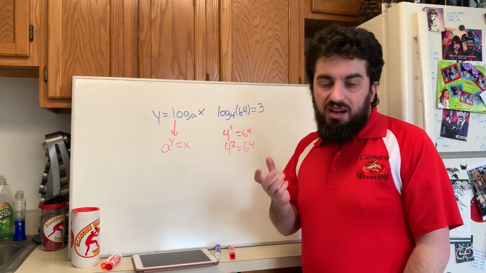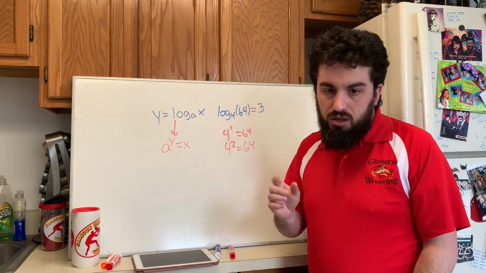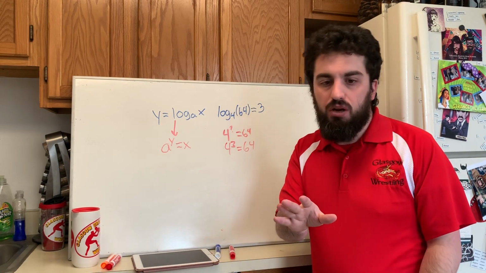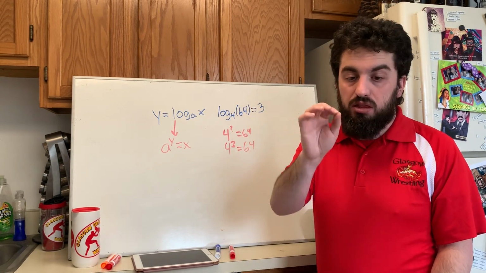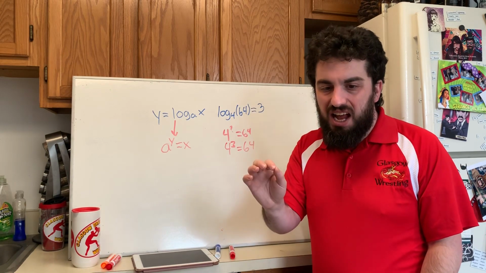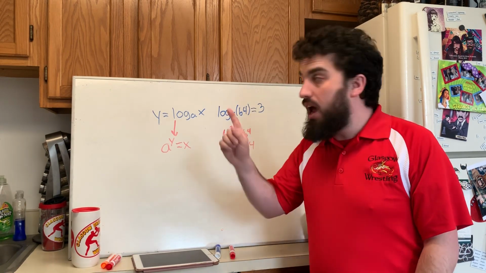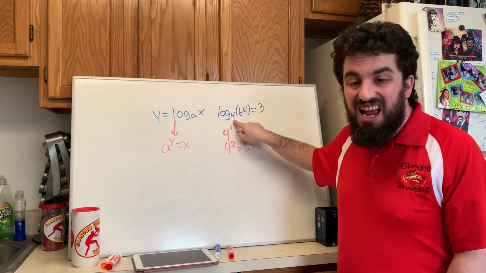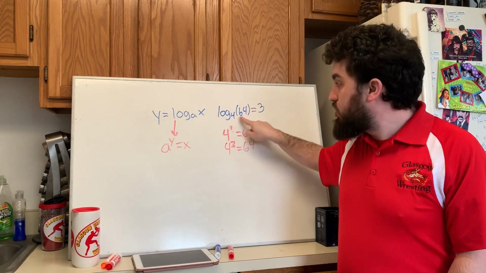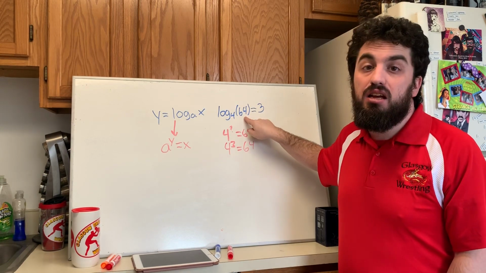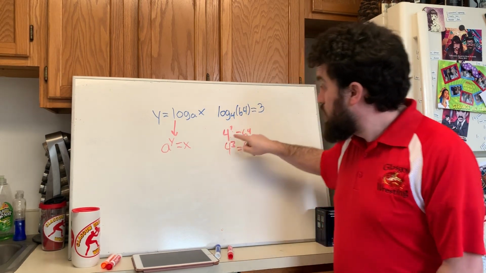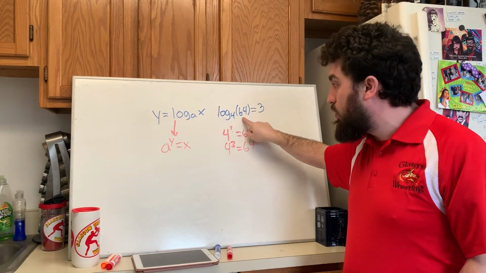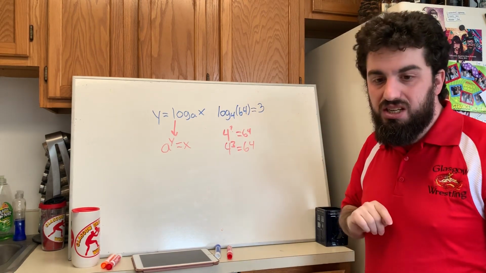So, when evaluating logarithms, remember the log is the inverse of an exponent. That means, again, log base a of x is the exponent to which your base a needs to be raised to get x. So 4 needs to be raised to the third power to get 64.